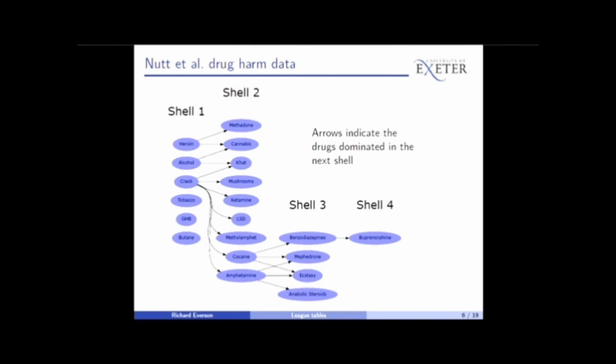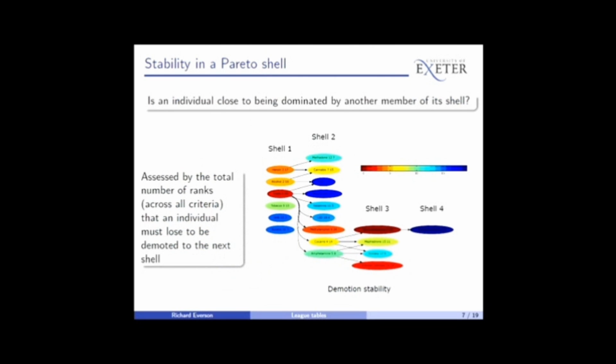Not quite right, because I've got up here these things which look as though they might be a bit weak, actually. Tobacco, GHB, and butane. Butane, I think, is a relatively drug which is not terribly harmful, but on some scores it is harmful, and that gets it right up into this Pareto optimal shell. And so one thing I could inquire is how robust are each of these drugs in the shell that they live in?